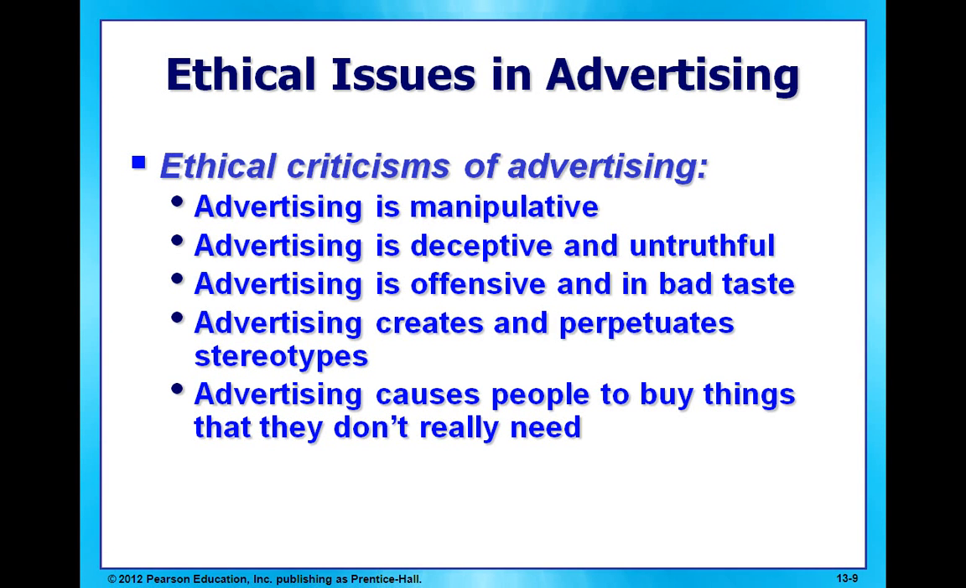So it's the opinion of many, and advertising industry has done this to themselves, that advertising can be manipulative, can be deceptive. It certainly can be offensive and in bad taste. It can perpetuate stereotypes. And I don't buy this last piece, that advertising causes people to buy things they don't really need. They may not need them, but they may want them.